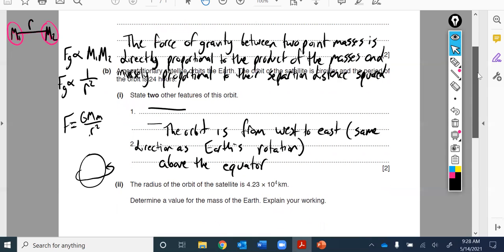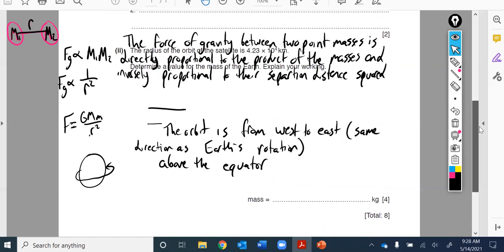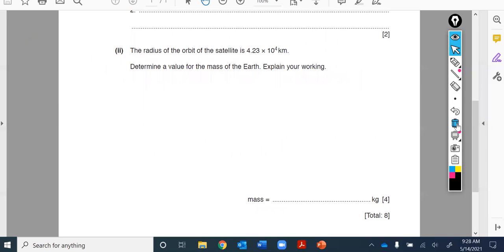It says the radius of the orbit of the satellite is 4.23 by 10 to the 4 kilometers. Determine a value for the mass of the Earth. Explain your working. Well, there's probably a good reason to start with Newton's law of universal gravitation. We're going to need that. So we have two masses, a satellite and the Earth. Force of gravity is Gmm over r squared. And we're going to solve for the mass of the Earth, right? The Earth is the thing being orbited.